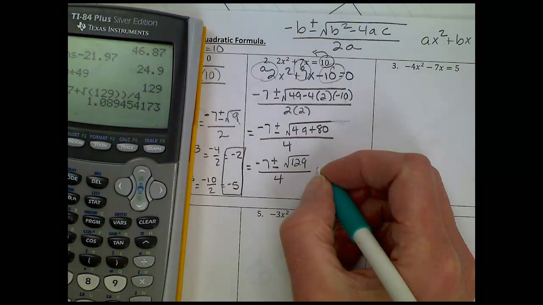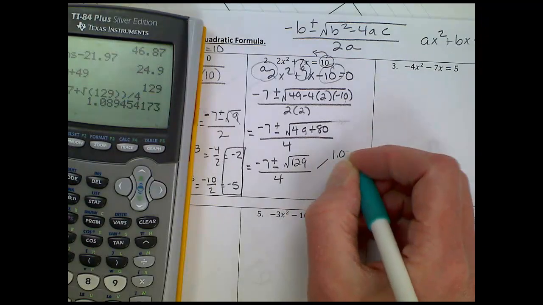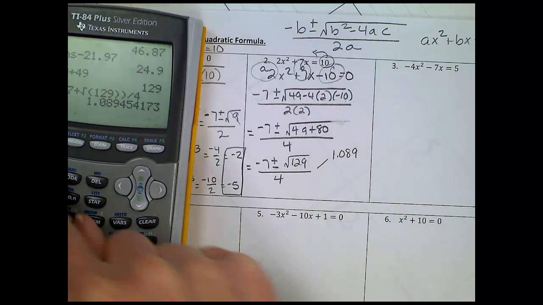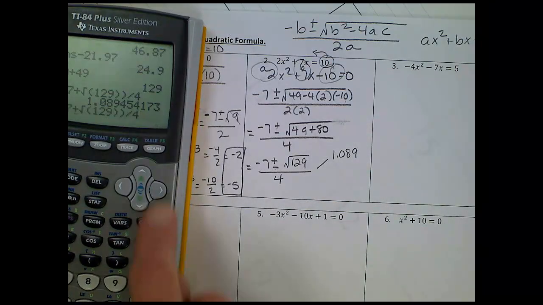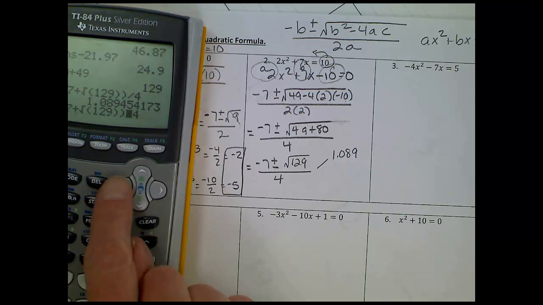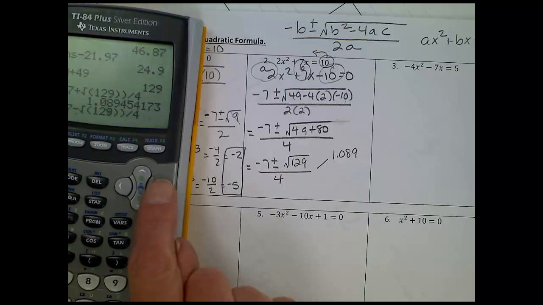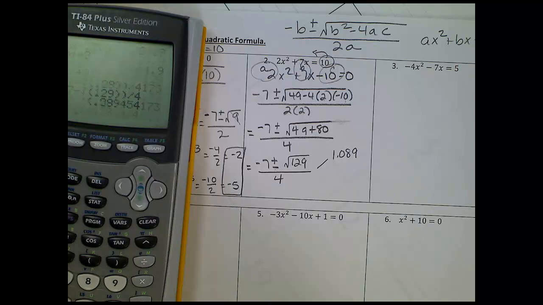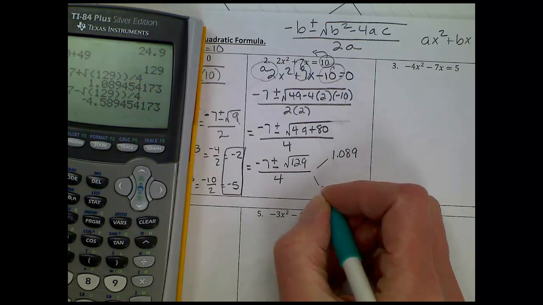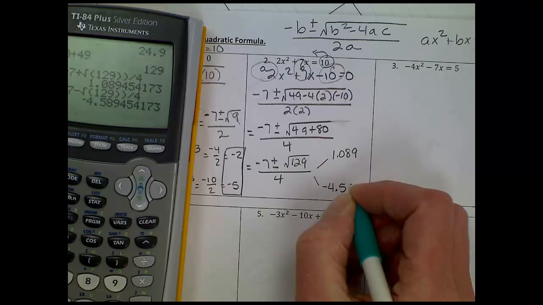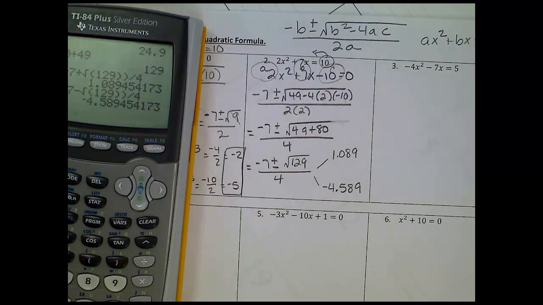Okay, 1.089. Now we have to put it in again for the minus, so you can just hit second enter. Everything comes back up. Arrow back, change that sign. So now we're subtracting the radical. Hit enter, and we get negative 4.589. Okay, there's your two solutions.